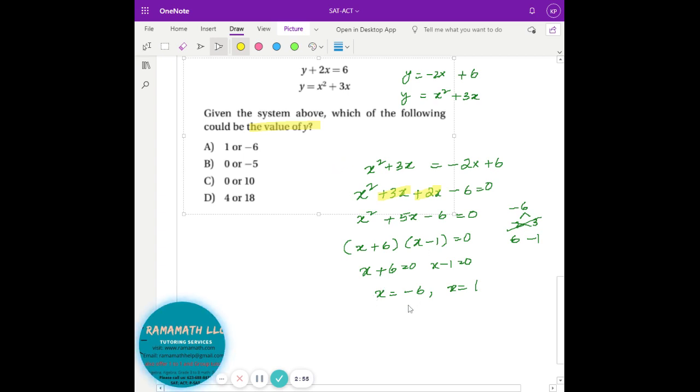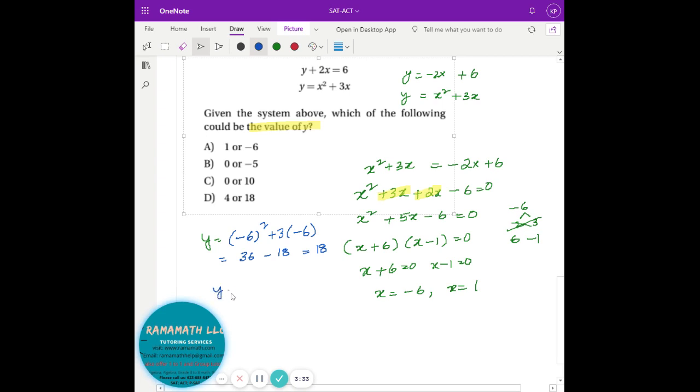Okay, since you have these two values, and the question is saying, in the system above, which of the following could be the y value. The y values you get by plugging back into the equation. Let me change color. I'll take this equation: y equals negative 6 squared plus 3 times negative 6. That's 36 minus 18, so that's positive 18. So one of the answers is positive 18.